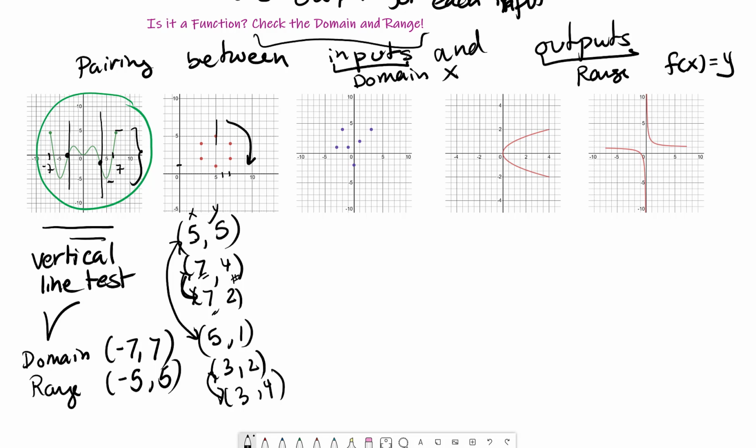For instance, if we pass a line here, we see we hit 2 points that are in our function. So this is not a function, and let's circle this one with the color red to identify non-functions. What is our next one?